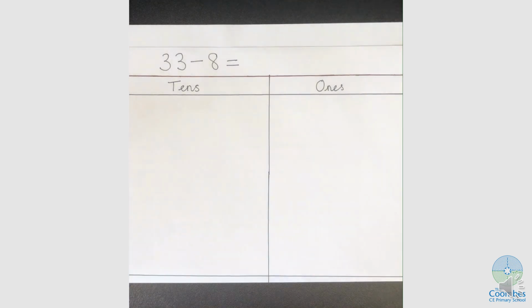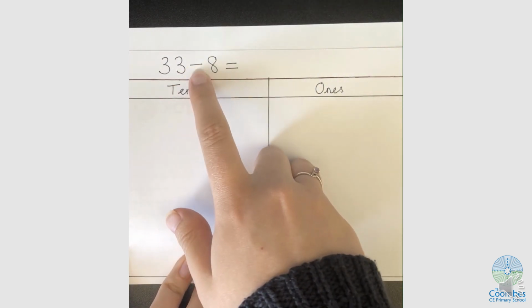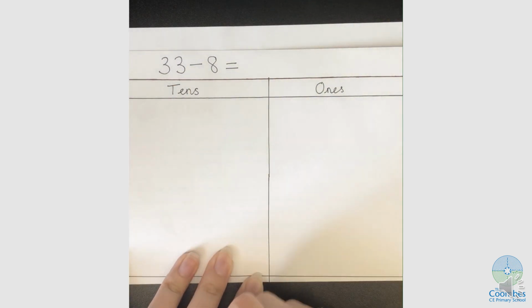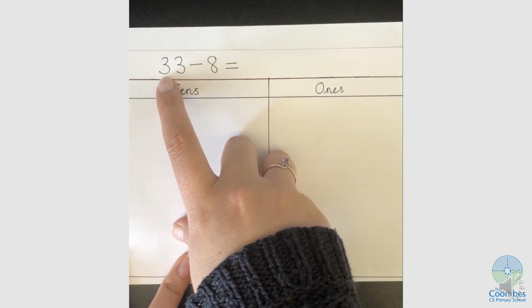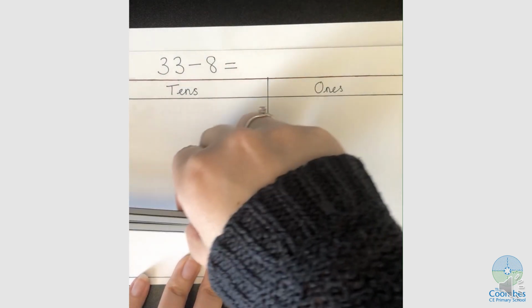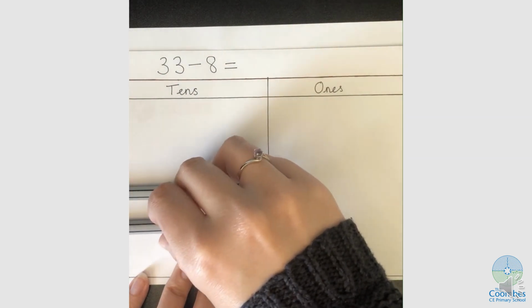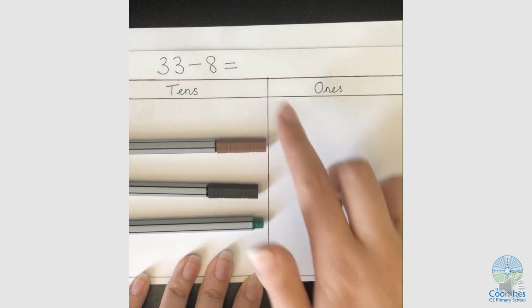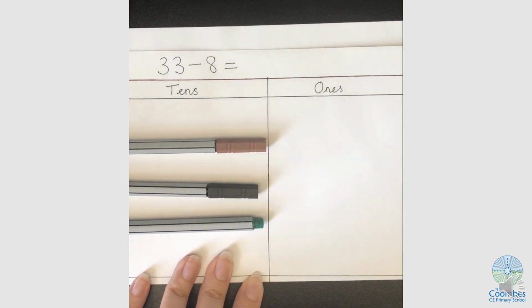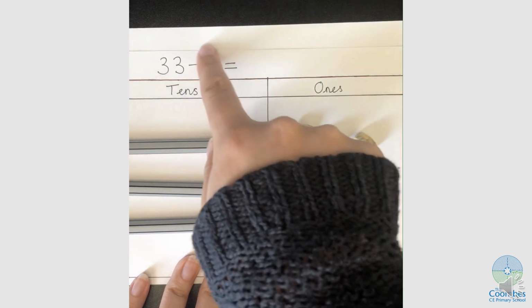Okay, I've been on a hunt in my house again and I've found my pens and my pebbles from the other day. I'm going to use those today to do a takeaway, our subtraction sum. So we are going to work out 33 take away 8. The first thing I need to do is split 33 into tens and ones. So I need 3 tens. I'm going to get my 3 pens, 1, 2, 3, and put those in the tens box. Then I also need 3 ones. So I'm going to get my pebbles. 1, 2, 3.